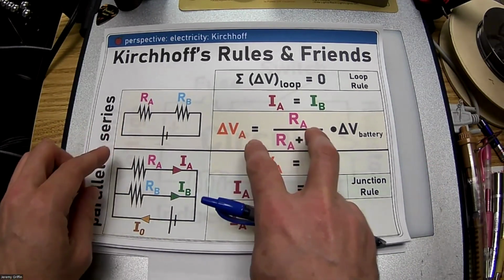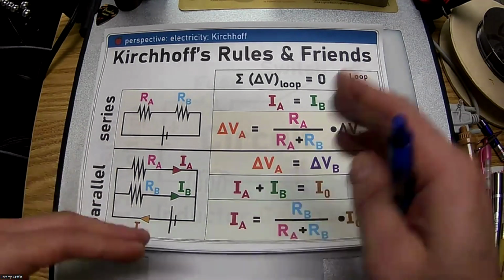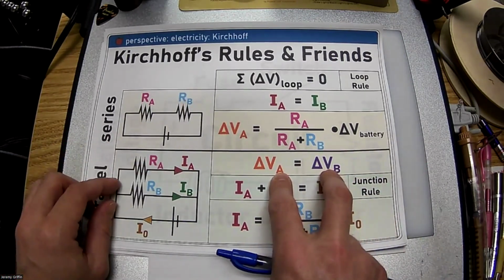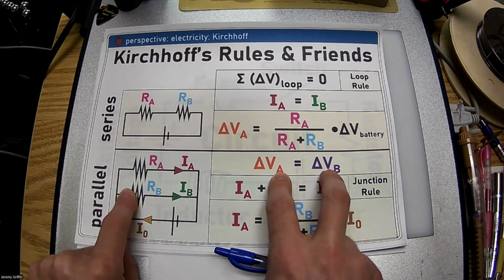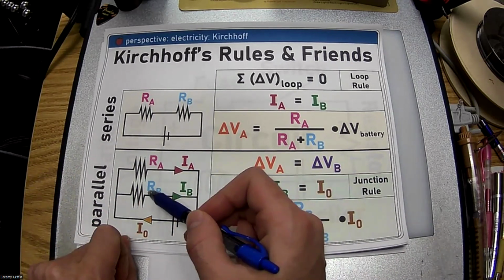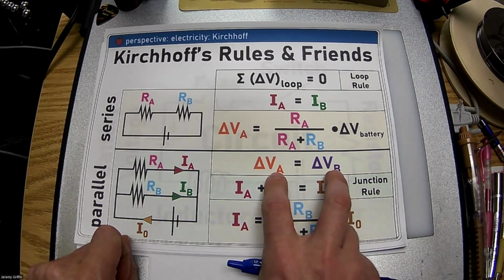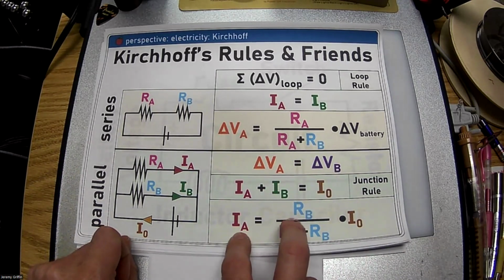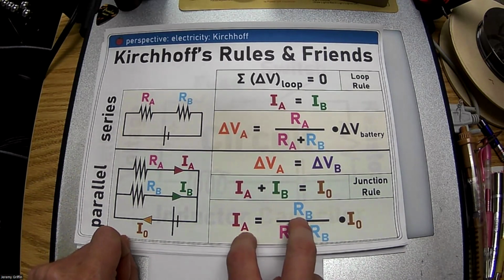Now, if you switch over to parallel, the roles all kind of reverse. The voltage drop is the same across both resistors, even if they're different resistances. So if you have 1 ohm versus 9 ohms, it's the same voltage drop. But the current splits, and how much current goes each way is proportional to the other resistor.